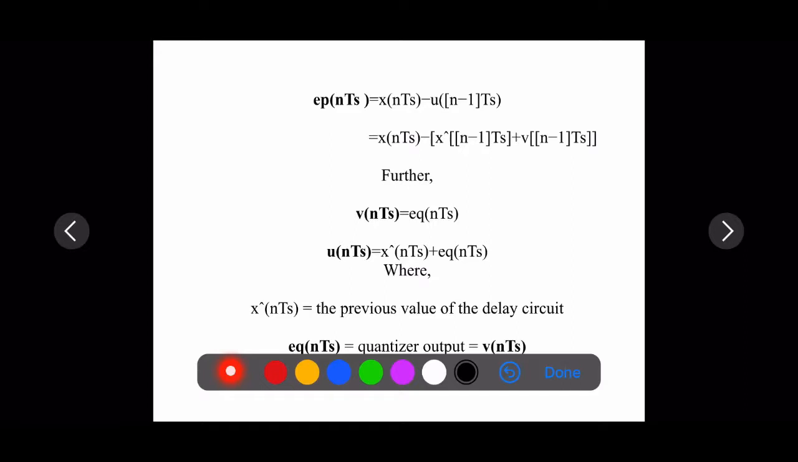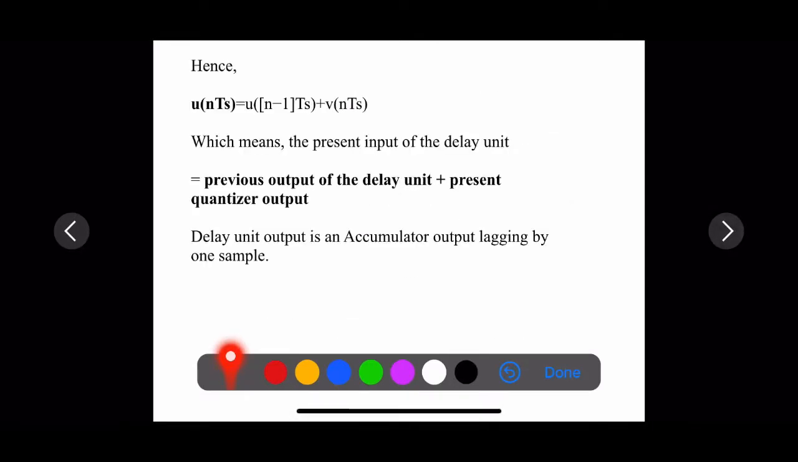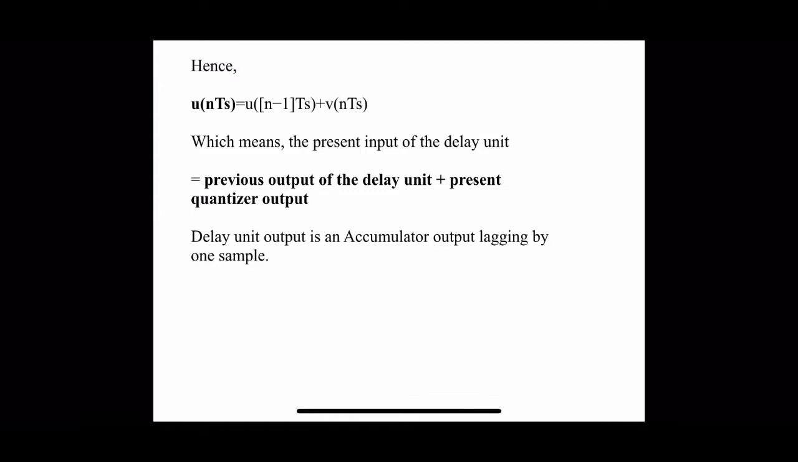Here x̂(nTs) is the previous value of the delay circuit. Then eq(nTs), that is the quantizer output, will be equal to v(nTs). Hence u(nTs) will be the combination of the delay circuit and the delta modulation output, that is v(nTs), the quantizer output.